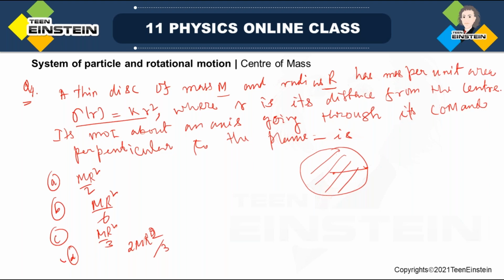So the answer is D, 2/3 m r square. This option will be the correct option. Okay, this is 2/3 m r square.